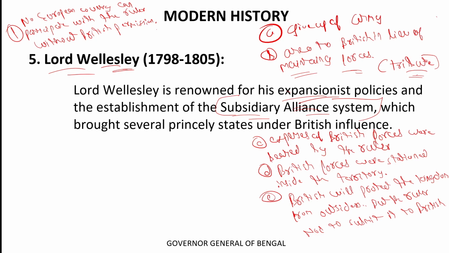Fourth point was that British forces were stationed inside the territory. Okay. So if this was the ruler, he signed the subsidiary alliance, then the British forces will be stationed inside his territory. Okay. The fifth point was that British will protect the kingdom from outsiders, but the ruler had to submit the kingdom to the Britishers. The ruler will govern the kingdom.